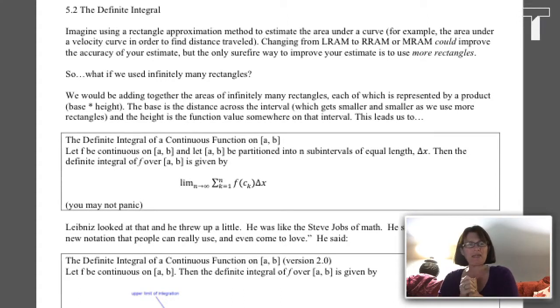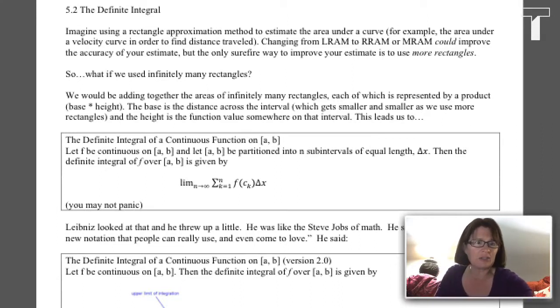So that's what we did at the beginning of integral, well, the creators of integral calculus did. They said, what if I used infinitely many rectangles to cover that distance? To cover that interval from A to B. And they wrote this expression. Don't let it freak you out. The definite integral, so the area under a curve from A to B, is the limit, as you let the number of rectangles go toward infinity, of the sum.